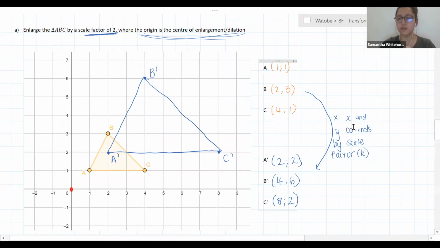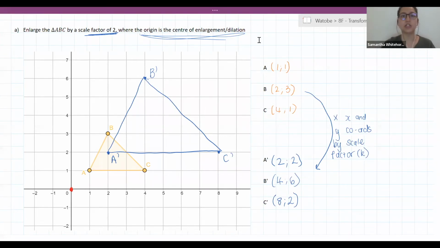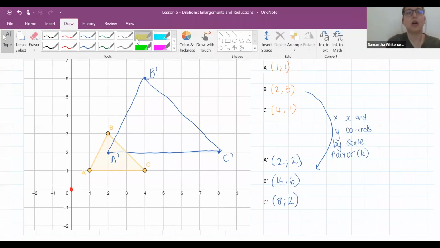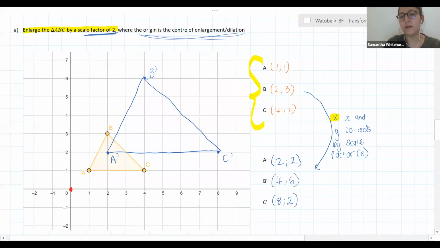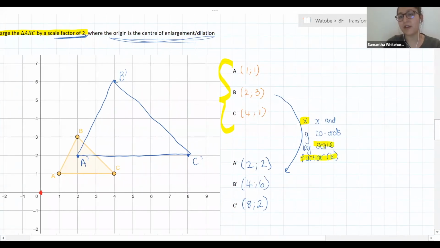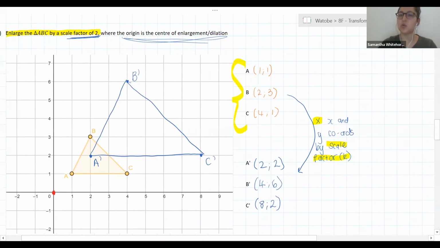Okay, those of you that are saying you're lost, if you can maybe try and explain to me exactly where you're lost, that would be quite helpful for me to try and help you. You can pop it in the chat or you can raise a hand. But essentially all we're doing is, because the instructions told me to enlarge the original triangle by a scale factor of 2, I multiplied each of my coordinates from the original triangle by 2, so by that scale factor, in order to get my new coordinates. I made them all twice as big.